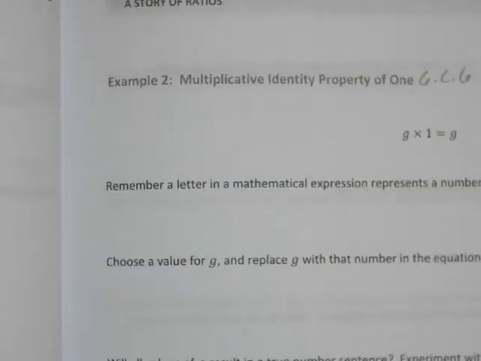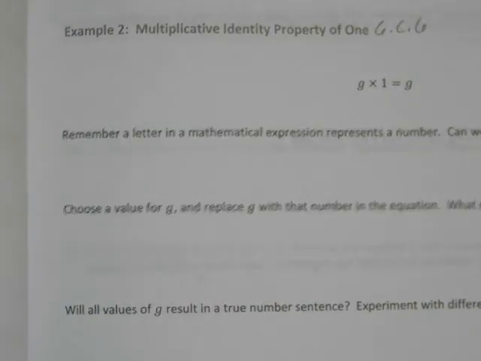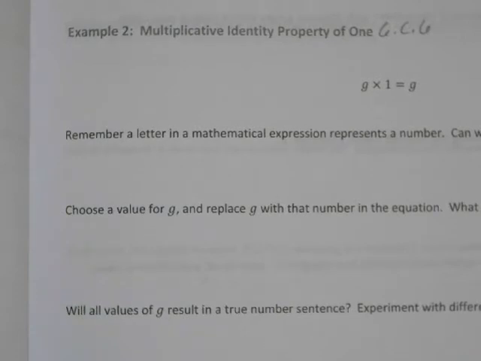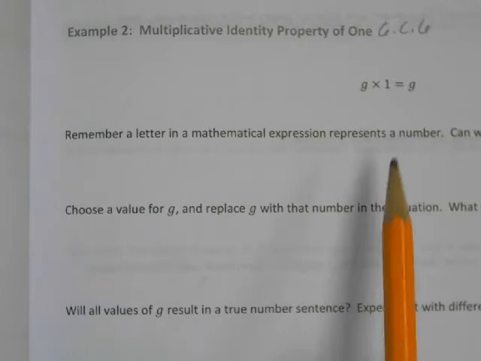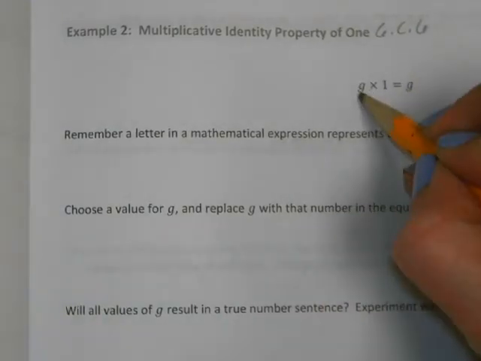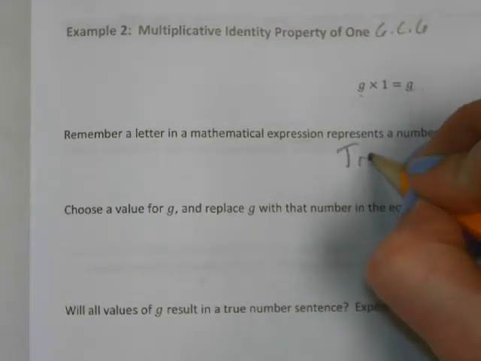We now have the multiplicative identity property of 1. This is the language that we used in your notes, and that means that we can multiply any number times 1 and get that same number. So remember, G can represent anything. Can we replace G with any number? So 0 times 1 is 0, 10 times 1 is 10, 5 times 1 is 5. So yes, this is true.